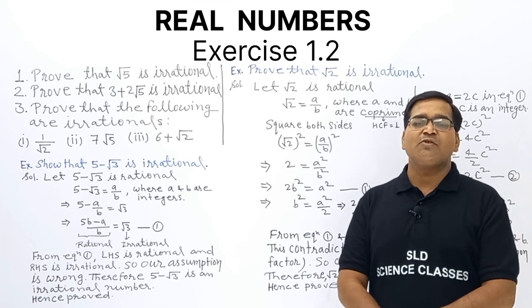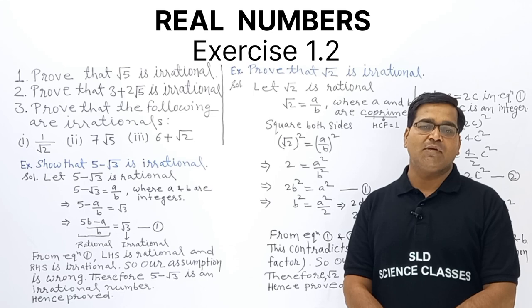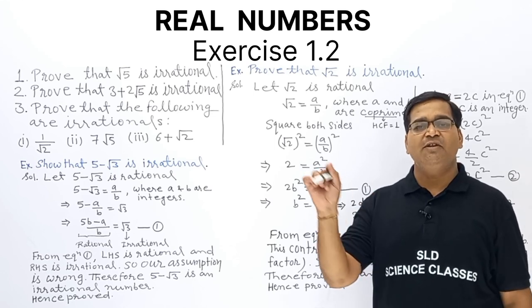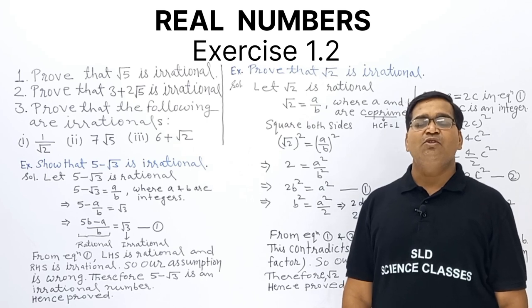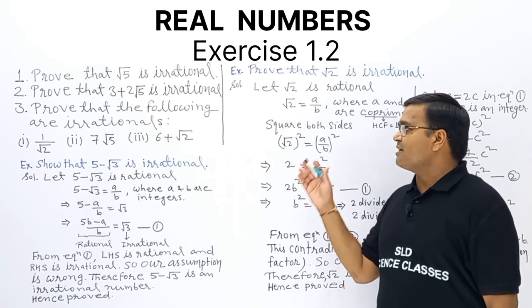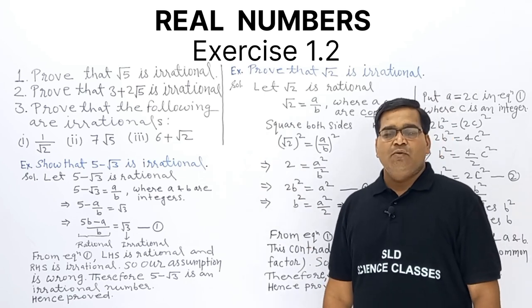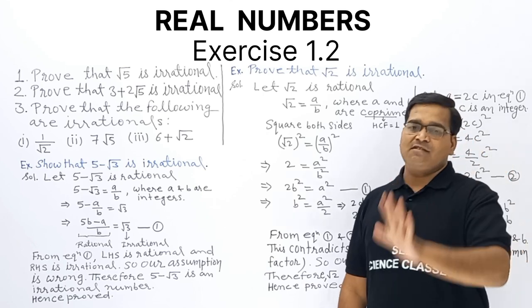Why are they irrational numbers? Because when we solve root 2, we get 1.414 and so on. After the point we get different values up to infinity. So we get non-terminating, non-repeating. So in this exercise, exercise 1.2, we want to prove irrational numbers.